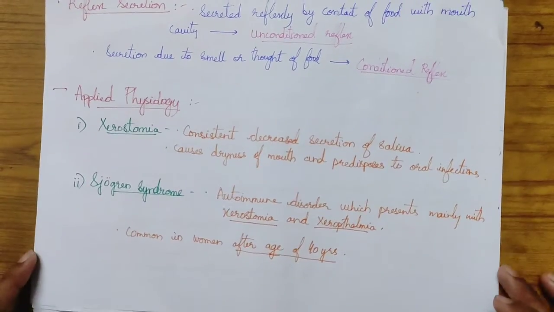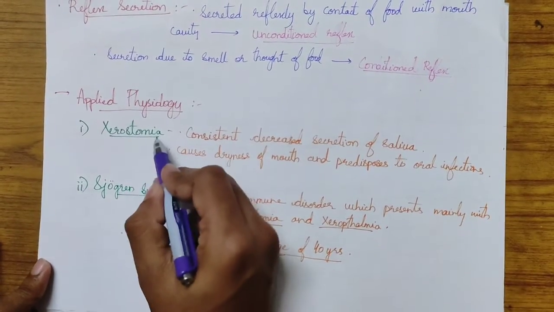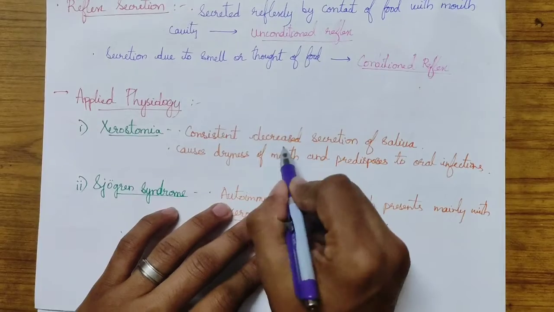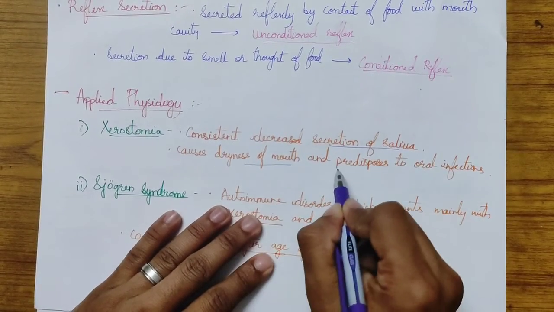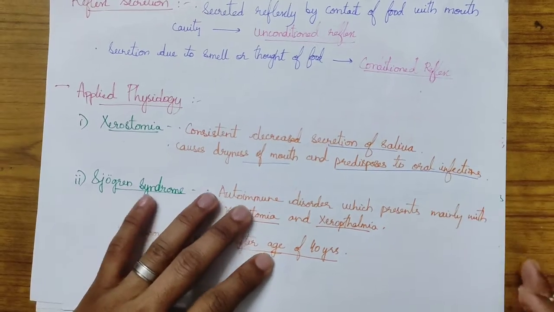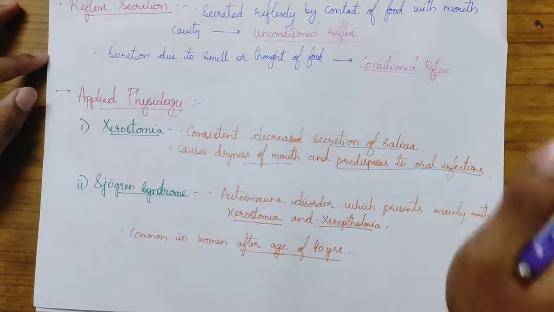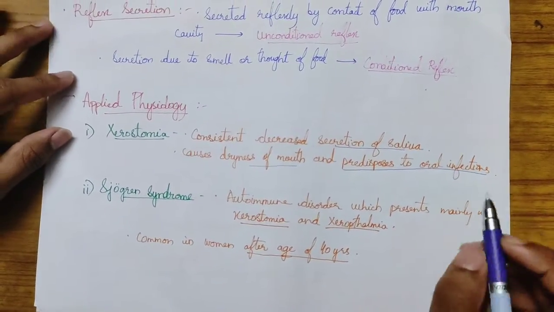Now let's talk about the applied physiology. The first one is xerostomia. It is the decreased secretion of the saliva, which causes dryness of the mouth and predisposes to oral infections due to the loss of many enzymes which protect the oral cavity.